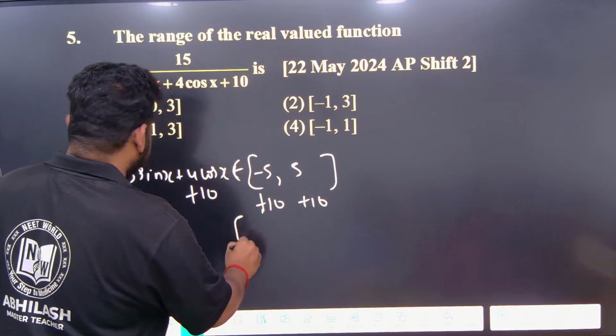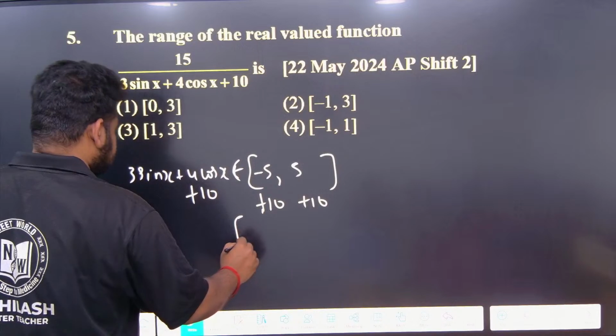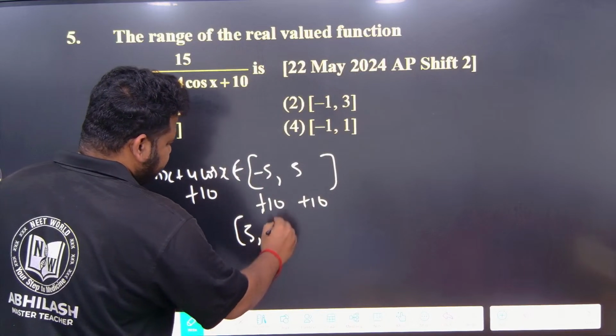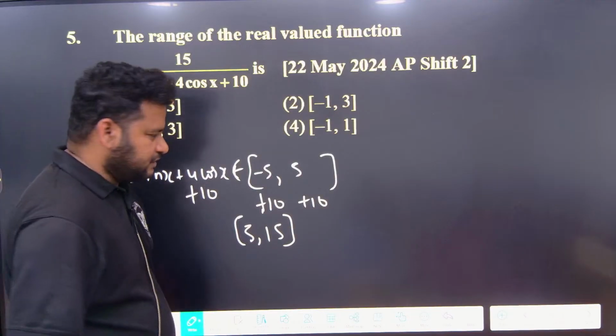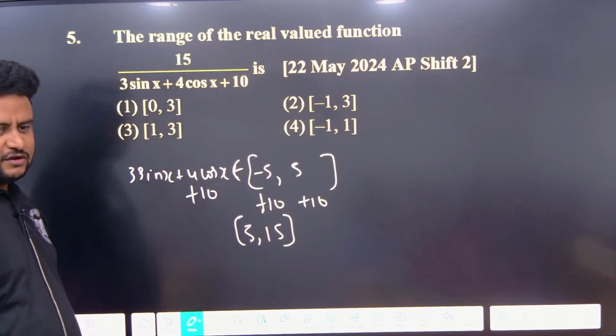So this will give us what? This will give us 5 comma 15.